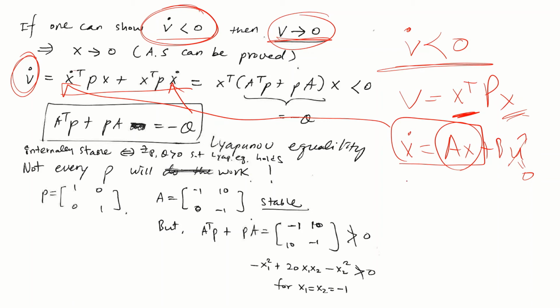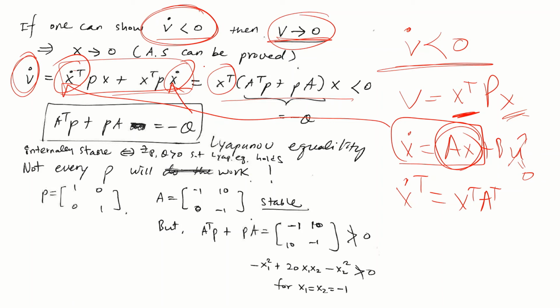Now you have to take the transpose. So x dot transpose would be x transpose A transpose, and this one is simply Ax. Then you can write this expression with x transpose in front and x at the back, and in the middle you have this matrix A transpose P plus PA.